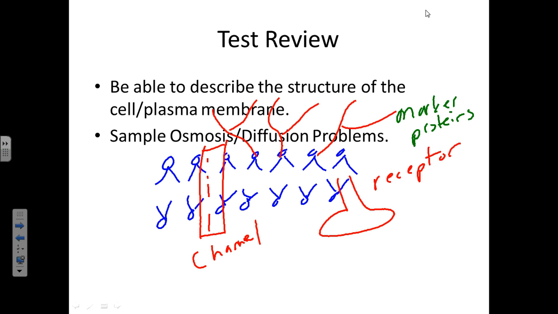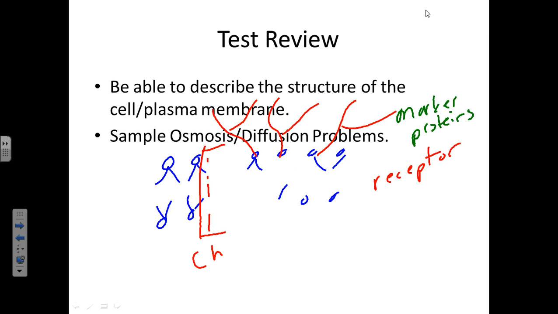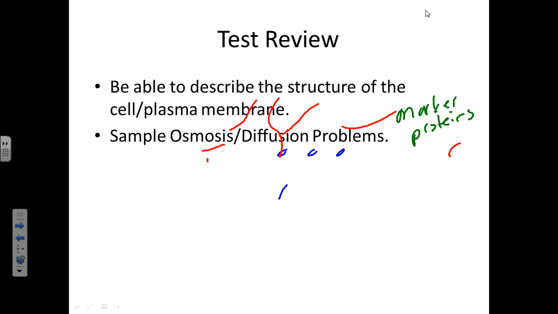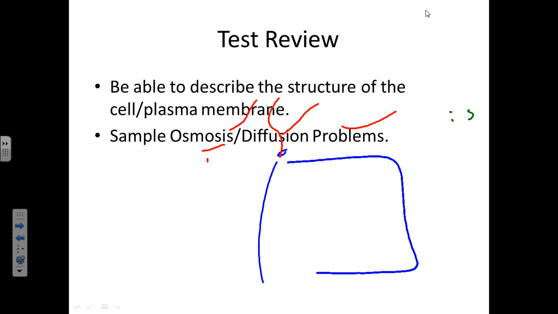The last thing that I want to review here for the test is a problem like the one we just had on the quiz. And let's do one more of those. Let's say that we had a beaker, and in that beaker, let's say we had 2 molar sucrose, and we had our little baggie, and inside the bag, we have 0.5 molar sucrose.